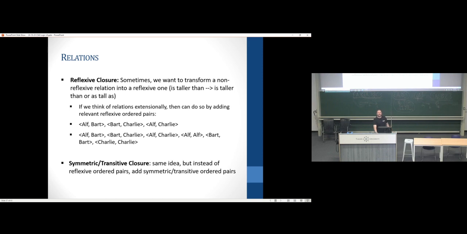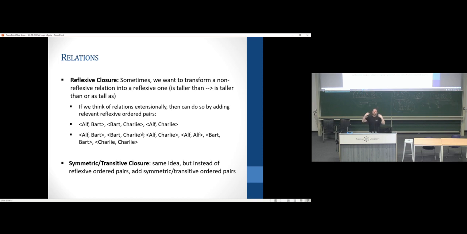So for example, if we've got our relation extensionally, and it starts off with Alf stands in it to Bart, Bart stands in it to Charlie, and Alf stands in it to Charlie, the reflexive closure of that is that, cool, let's add in all the reflexive pairs. Right? The symmetric closure would be, let's say if it goes from A to B, then add in the pair that gives you B to A. Right?